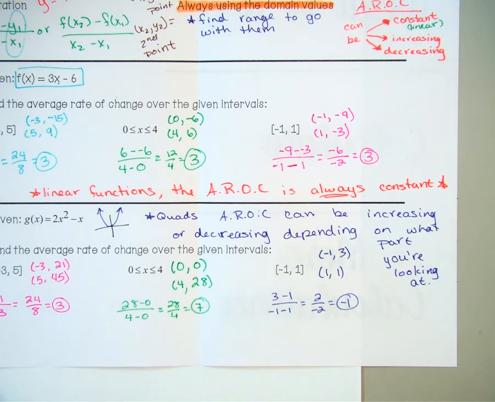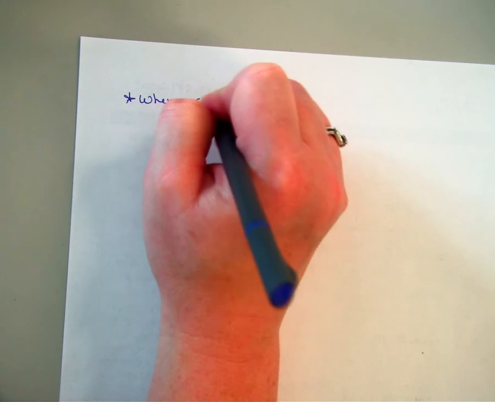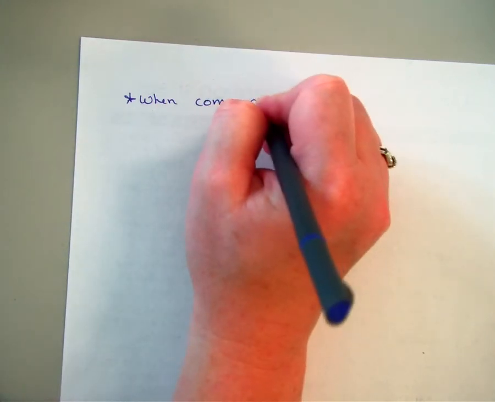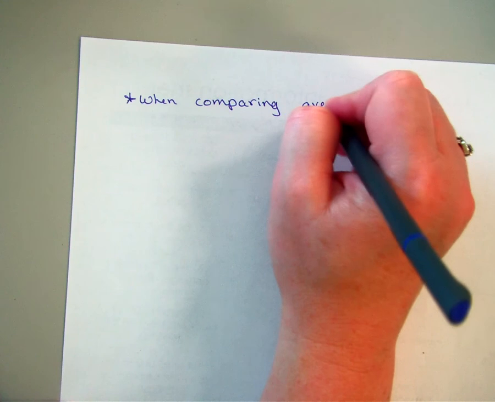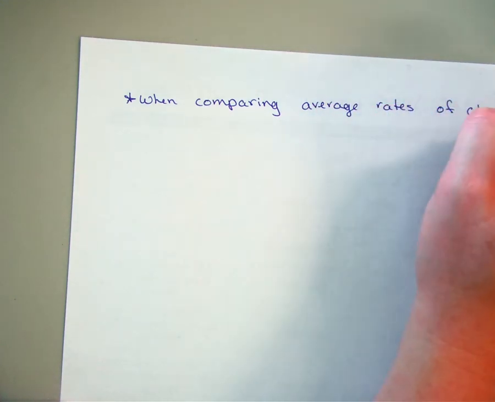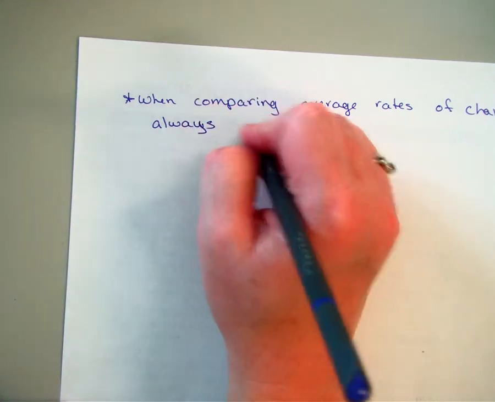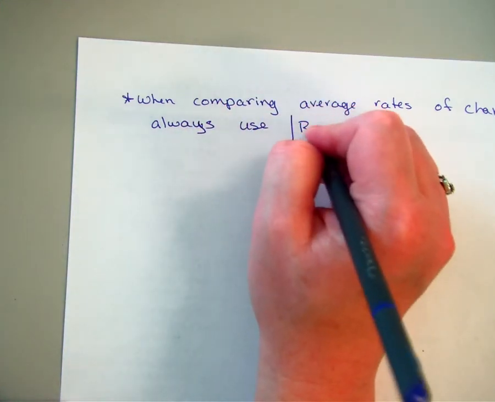So the other thing we're going to take a look at, so go on to the next page in your notebook. We're going to actually write some notes down in there, and we're going to talk about comparing the average rate of change, okay? So just go to a blank sheet. When comparing average rates of change, comma, always use the absolute value of the rate of change.